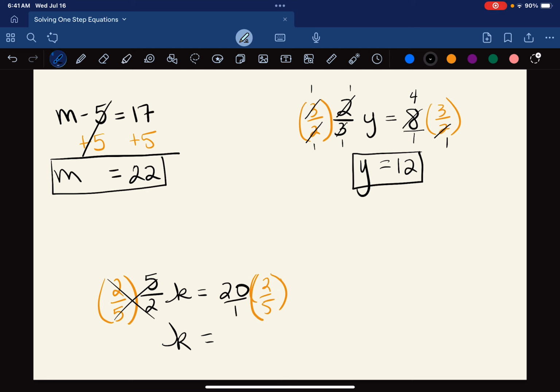Now let's look. What can I reduce in a numerator and denominator? Well, this numerator is 20. This denominator is 5. So remember, we're always looking up and down. We're reducing numerators with denominators. 20 and 5 are both divisible by 5. So 5 divided by 5 gives us 1. 20 divided by 5 gives us 4. And now when we multiply 4 times 2, we get 8. 1 times 1 is just 1. So k equals 8. And that's solving one-step equations.